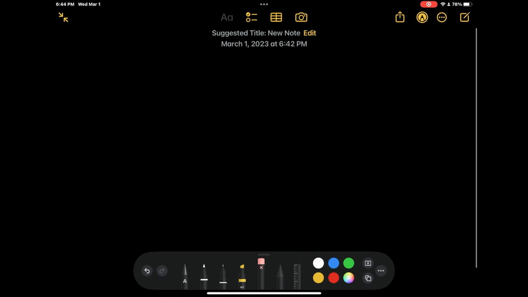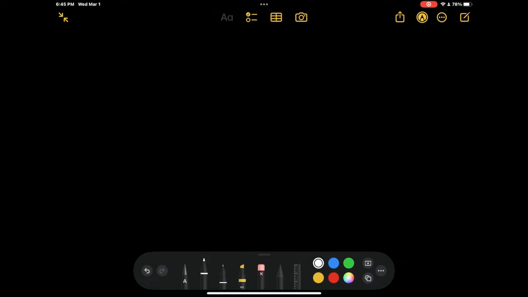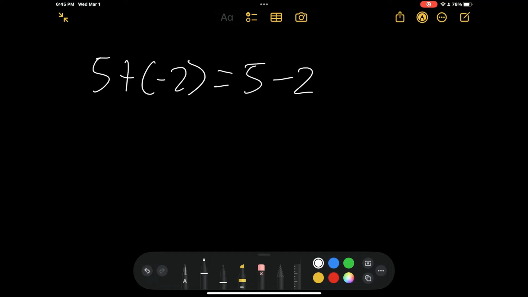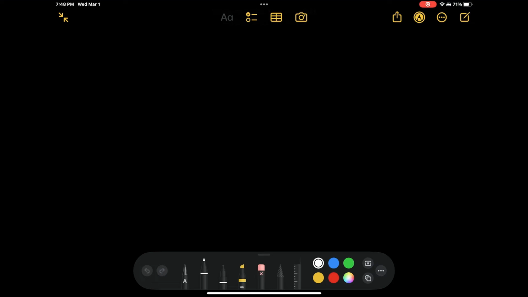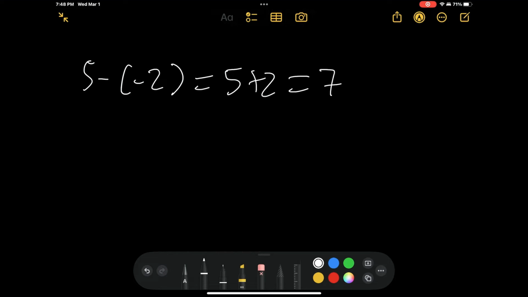When you add a negative number, it's the same as subtracting that number. So for example, 5 plus -2 is equal to 5 minus 2, which equals 3. When you subtract a negative number, it's the same as adding a positive number. So 5 minus -2 is equal to 5 plus 2, which equals 7.